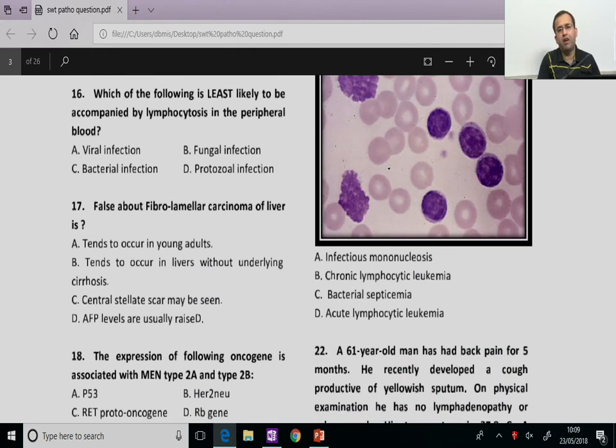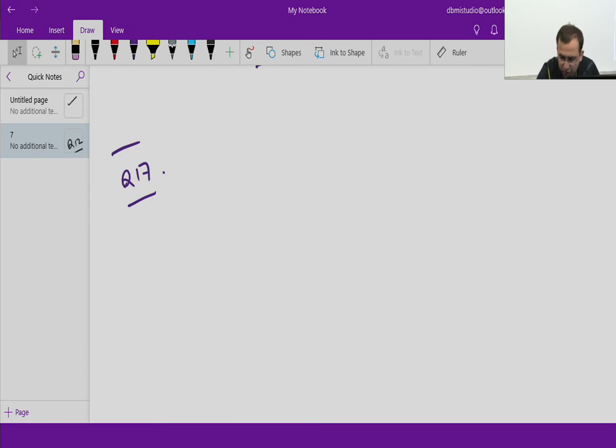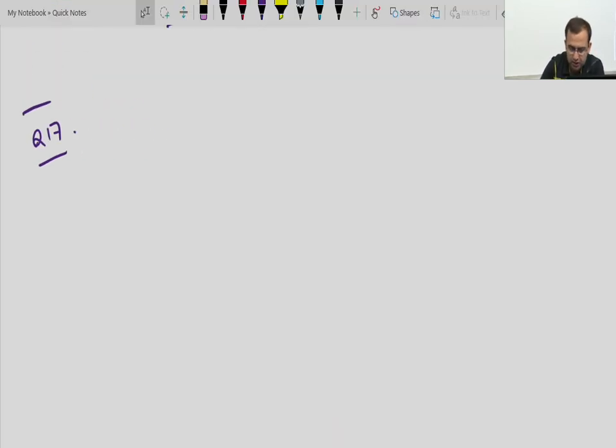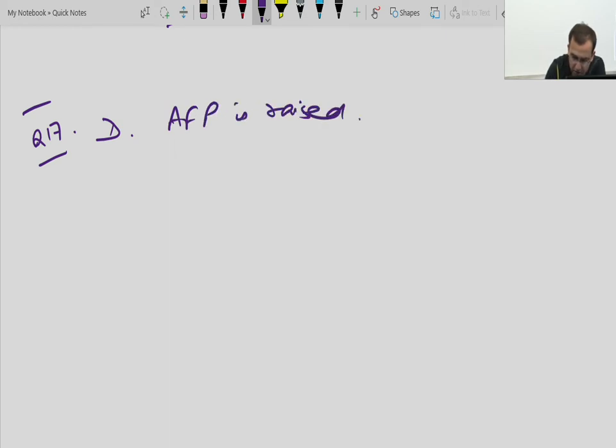False about the fibrolamellar variant of liver cancer. First point, what do we mean by the fibrolamellar variant? It is the good prognostic variant. So option D, that AFP levels are usually raised, is false. Let us see this one by one. The answer is D, that is AFP is raised, and let us now start with the theory part.